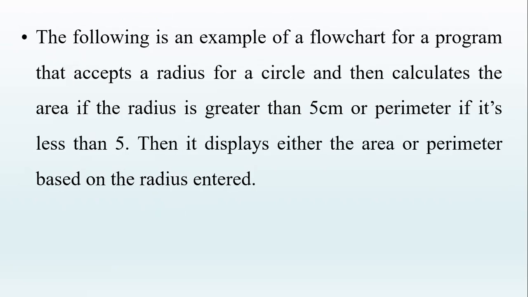The following is therefore an example of a flowchart for a program that accepts a radius for a circle and then calculates the area if the radius is greater than 5 centimeters, or a perimeter if it's less than 5. Then it displays either the area or the perimeter based on the radius that has been entered.